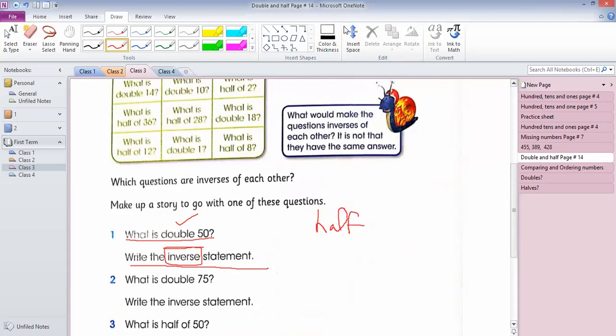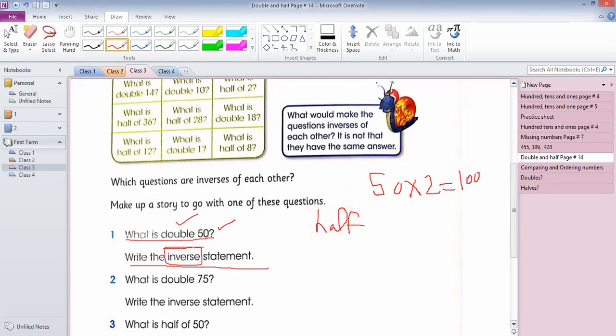So what you have to do, guys, in question number 1, first we will find out the double of 50 by multiplying it by 2. When we multiply 50 by 2, we will get 100.